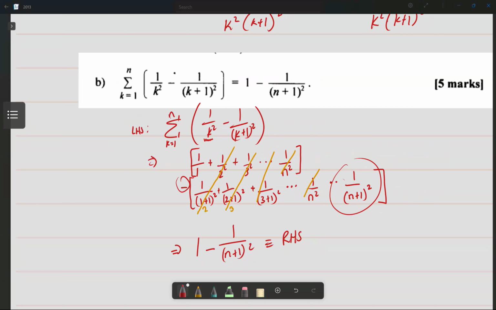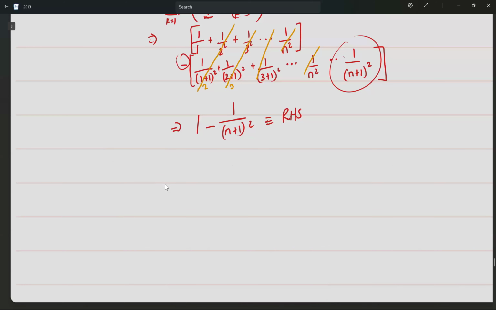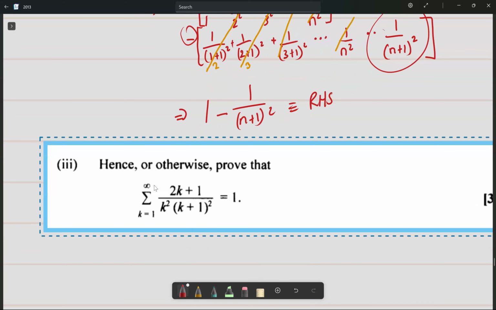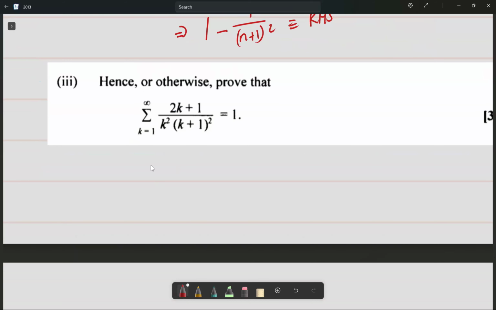The final part says, hence or otherwise, prove that the sum becomes 1 as n becomes infinity. Okay. So for this case, this proof is just, if we find the sum to infinity, we already know that this is going to be the limit as n approaches infinity of 1 minus 1 over n plus 1 squared, because that's what we found earlier.